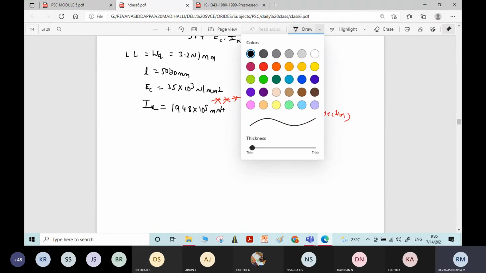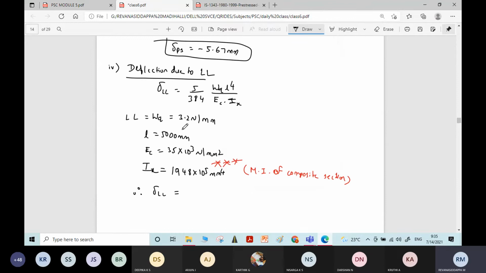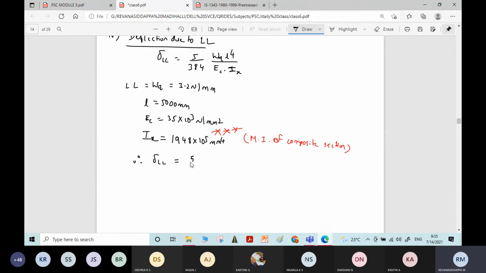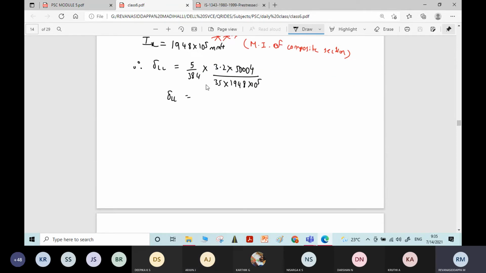Therefore, deflection due to line load is equal to 5 by 384 into WQ 3.2 into 5000 raised to 4 divided by EC into IX, 35 into IX is 1948 into 10 power 5. Tell me the answer. 3.82, yes, 3.82 mm.